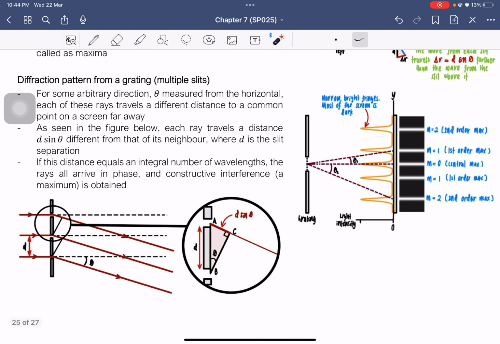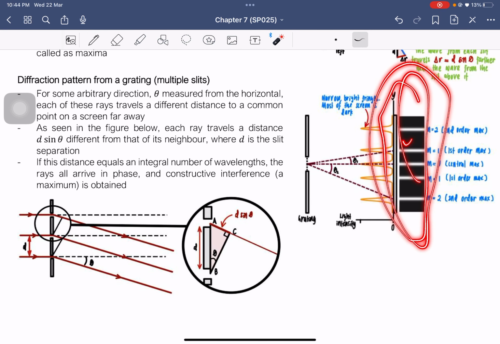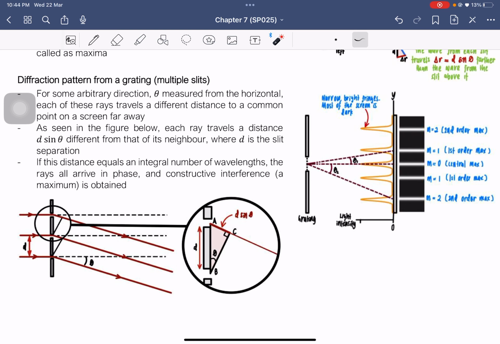Okay, so diffraction pattern, this is what you will see for diffraction pattern from a grating. The theta here is measured from the horizontal, and each of these rays travels a different distance to a common point on the screen far away. As seen in this figure here, each ray travels a distance d sine theta different from that of its neighbor. So all of these are different. If the distance equals an integral number of wavelengths, the rays would all arrive in phase, and constructive interference is obtained, which is this one shown here. This is the bright fringe.